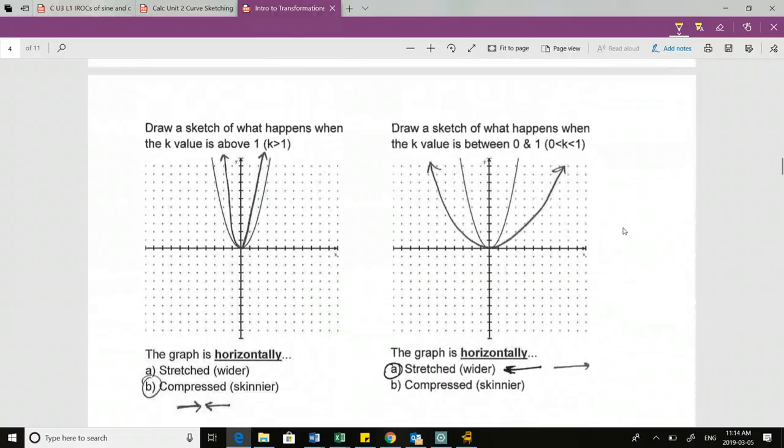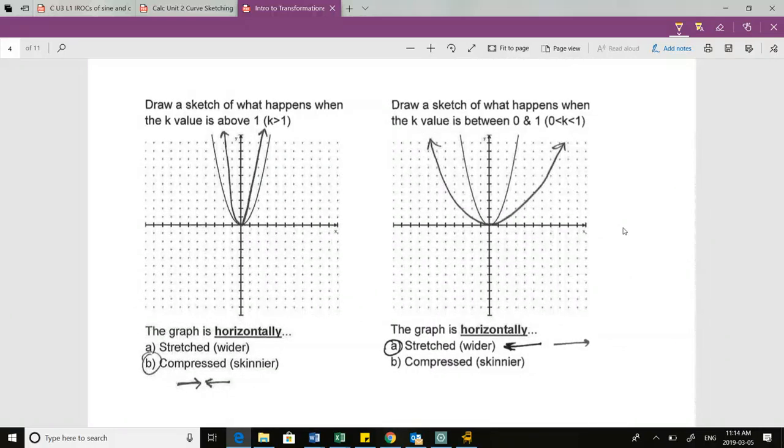Okay. The K value, this is a horizontal change, okay? So if the K value was greater than 1, you should have noticed that your graph looked like it was skinnier, which is actually a horizontal compression. So when we think vertical, if I compress vertically, the graph is going to kind of go like this, right? But if I compress horizontally, the graph will look skinnier. So K and A are kind of opposites, right? And then K, if K was between 0 and 1, you should have noticed that your graph was wider, which is a stretch, okay? So when K is between 0 and 1, this is a horizontal stretch. So think about taking your graph and stretching it like this.